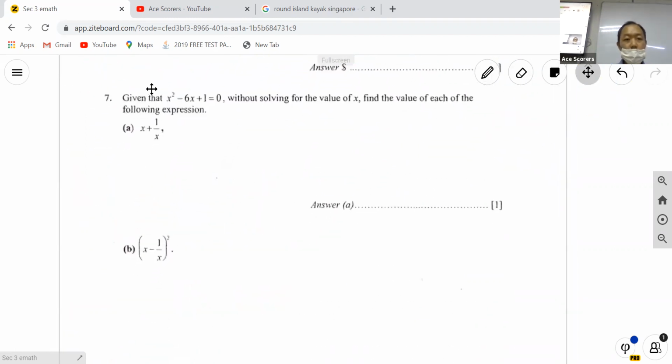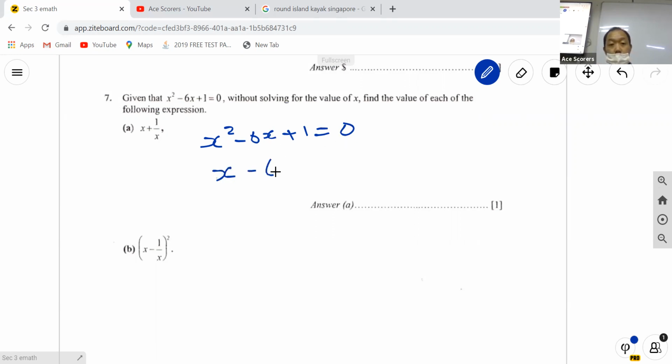Next one. Given the quadratic equation x squared minus 6x plus 1 equals 0, without solving, find the value of each expression. I want to find x plus 1 over x. What is this? It's about rearranging the equation. If I divide everything by x, what do I get? x minus 6 plus 1 over x equals 0. Then I bring the minus 6 to the other side. So x plus 1 over x equals 6. That's the answer.